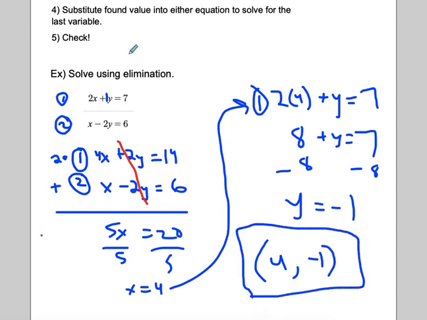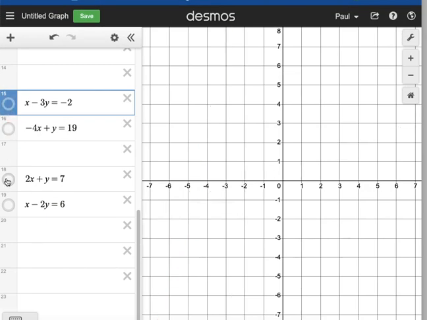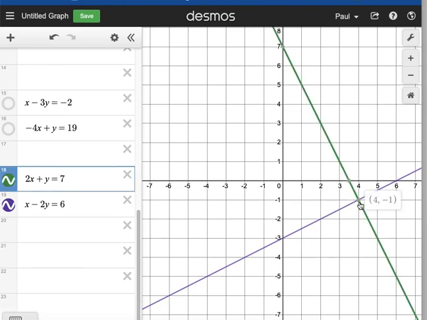You can check by plugging it in. Otherwise, look at this. I went straight to Desmos and ding, ding, ding, ding, ding. There we go. That's where those lines intersect. So we did it.